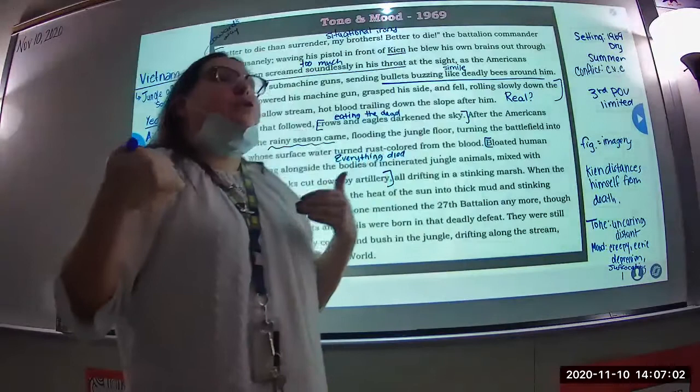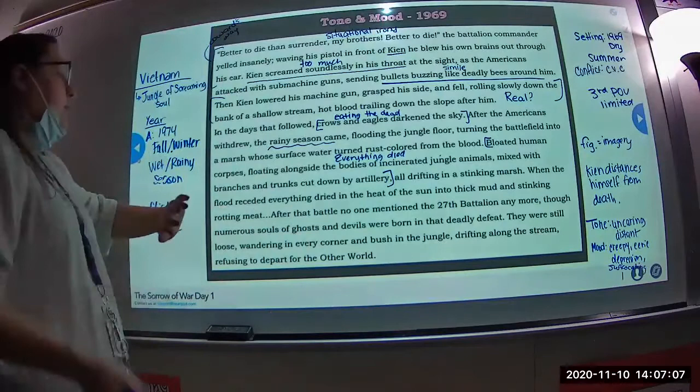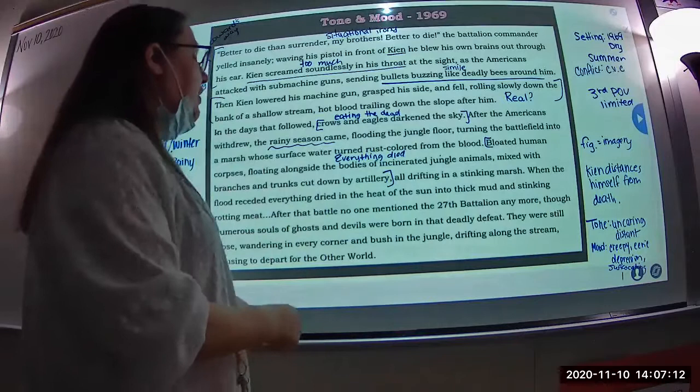Okay. So it says after the battle, no one mentioned 27th Battalion anymore. Why do you think that is? Because there's no one left, they're all dead.